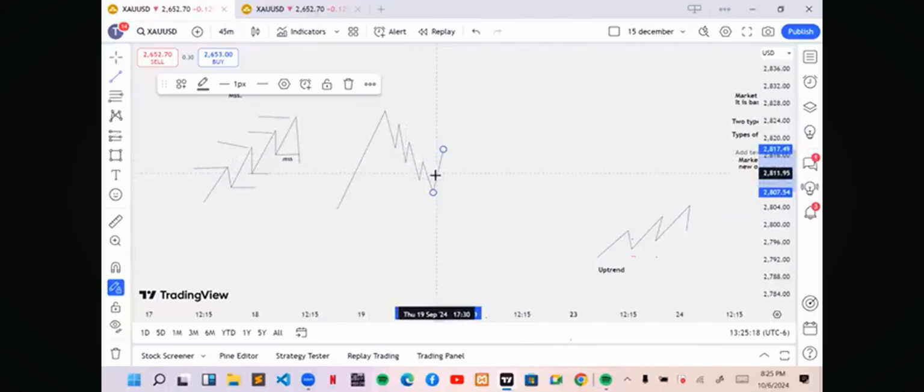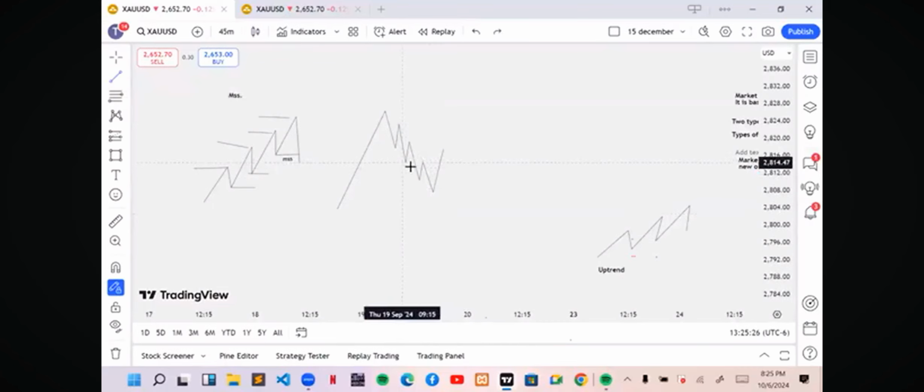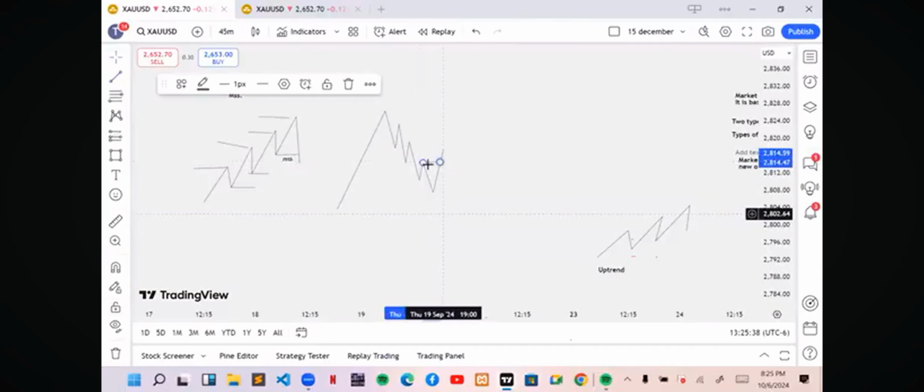Then the market was supposed to make another lower high here to continue the downtrend, but instead it made a higher high, meaning that this market is no longer on a downtrend. It's now changing direction to the upside because there was a market structure shift. So this was the way the market structure shifts for this particular trade. I will indicate that with MSS.